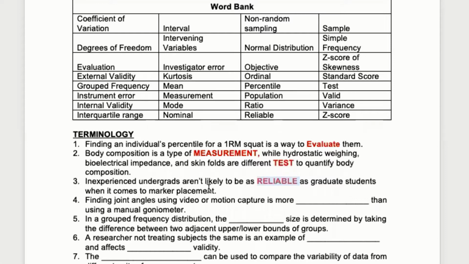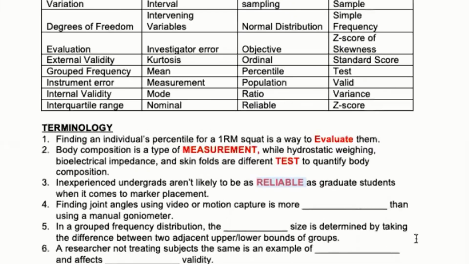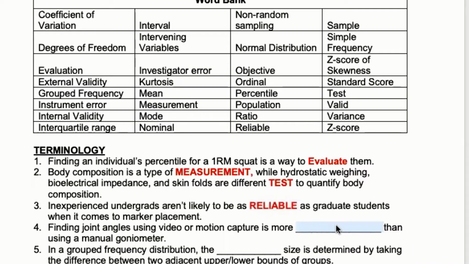Finding joint angles using video or motion capture is more blank than using a manual goniometer. I'll make this bigger. Yeah, so this is another one. For this one, I would argue it's either objective, which is what Jody just put in. Yeah, objective or valid would be my 2 go-to ones. The reason being is if you're using a manual goniometer, that means you are manipulating the goniometer to measure the joint angle. Motion capture, if you yourself are doing it, that's going to insert bias or investigator error potentially. So objectivity is related to bias. So for this one, I'm just going to put objective or valid.